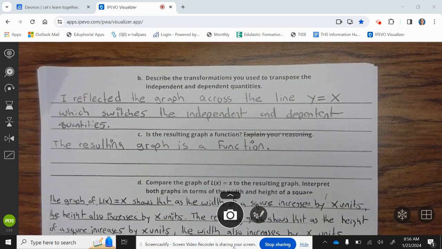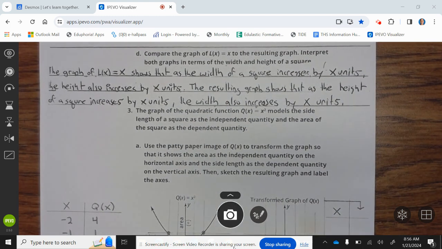B. Describe the transformation used to transpose the independent and dependent quantities. I reflected the graph across the line y equals x, which switches the independent and dependent quantities. C. Is the resulting graph a function? The resulting graph is a function. D. Compare the graphs of L of x equals x to the resulting graph. Interpret both graphs in terms of the width and height of a square.